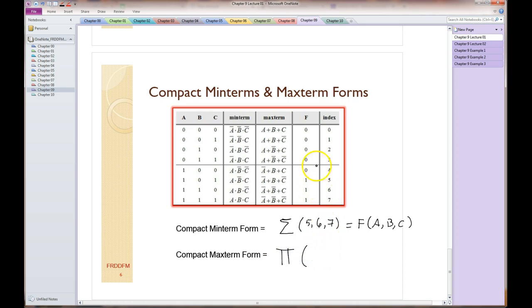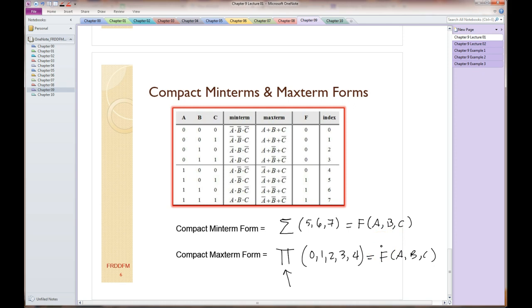And so what I'm going to do is look at this F column, see where the zeros are, and write down the decimal indexes, which is 0, 1, 2, 3, 4. And we'll put this in F equals A, B, C, proper functional format. If you look it up in some books here, the pi character is associated with multiplication. I'm not making this up. We won't use it too much, but you sometimes see this written in this compact form.